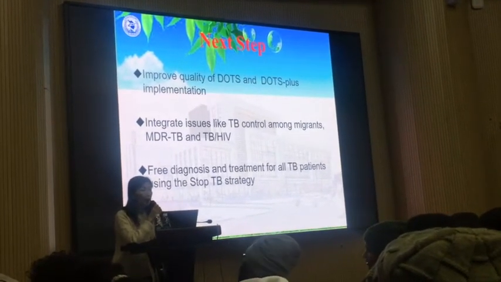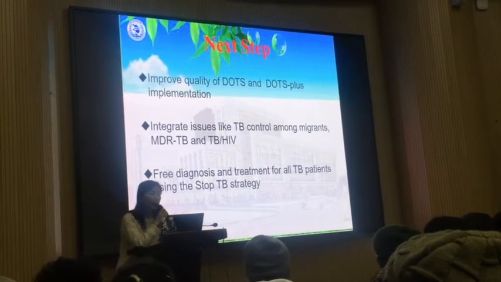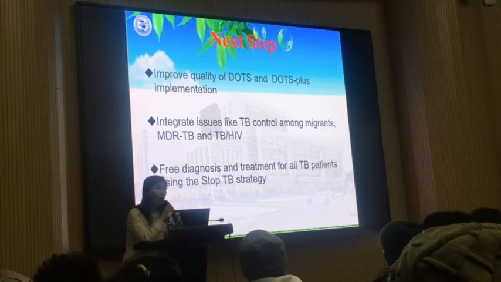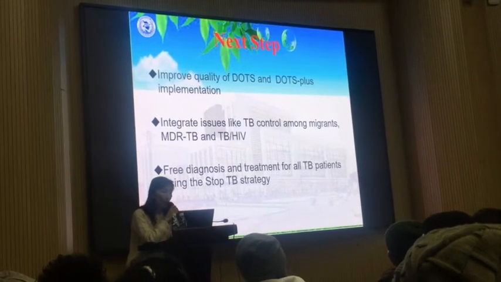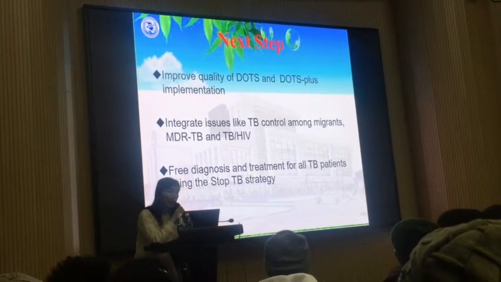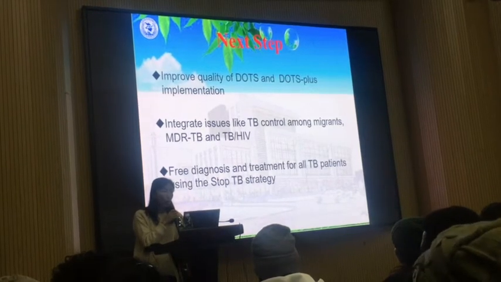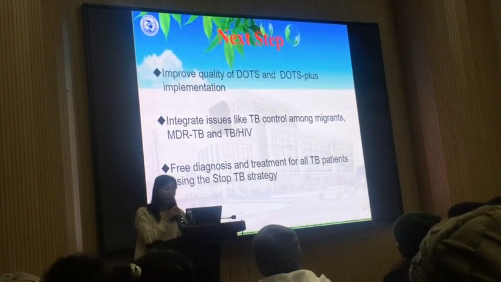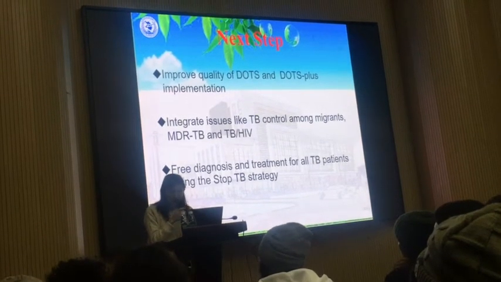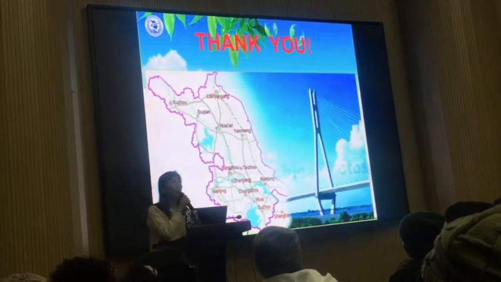Next step, we want to improve the quality of DOT and DOTS plus implementation. Also, we need to address issues like TB control among migrants, MDR-TB and TB-HIV. And also, we will provide free diagnosis and treatment for all TB patients using the Stop TB strategy. So that's all.